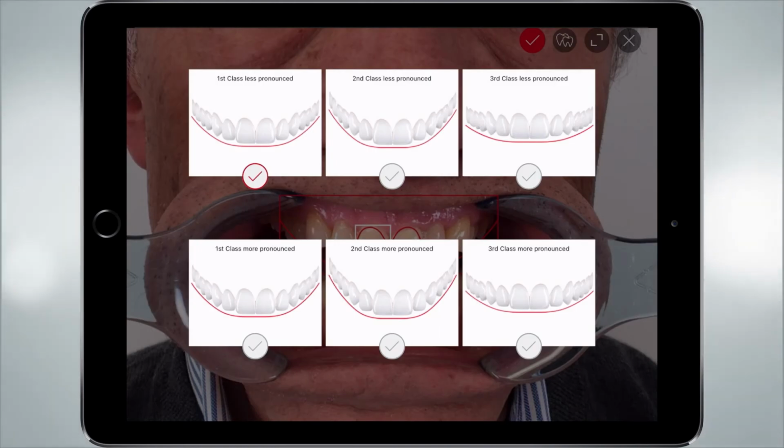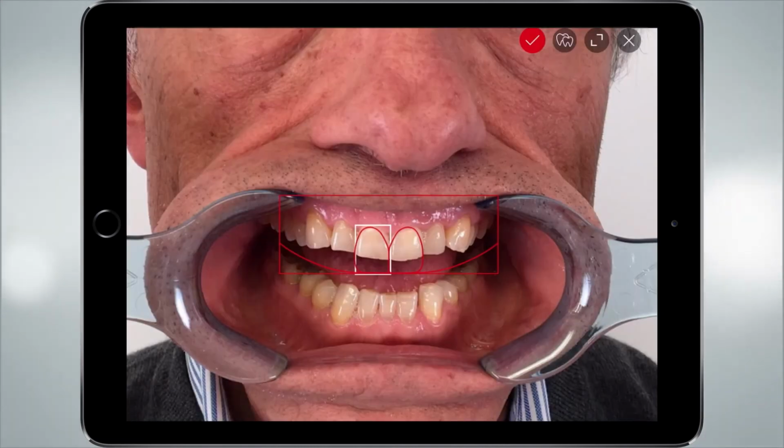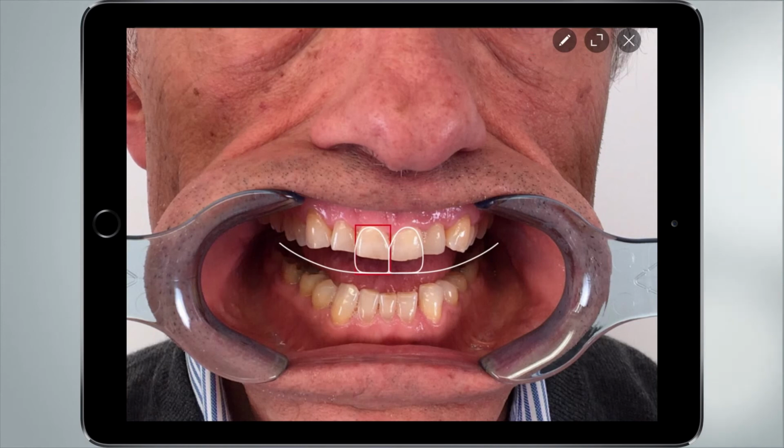I can be first class, second class, third class, more or less pronounced. And you see this case, at this point you have the chance to check it and to see how much you have to lengthen not just the central incisor but also the other teeth. So now I push the V in red. I have now the final outcome.